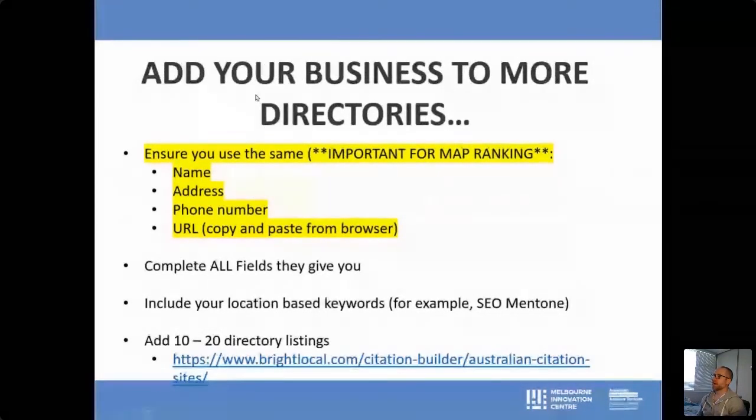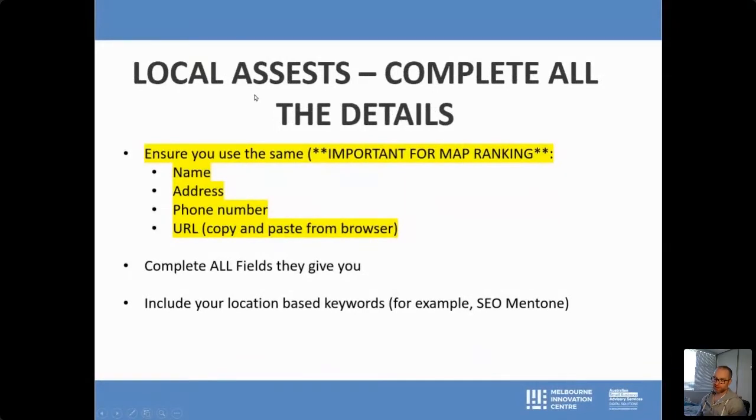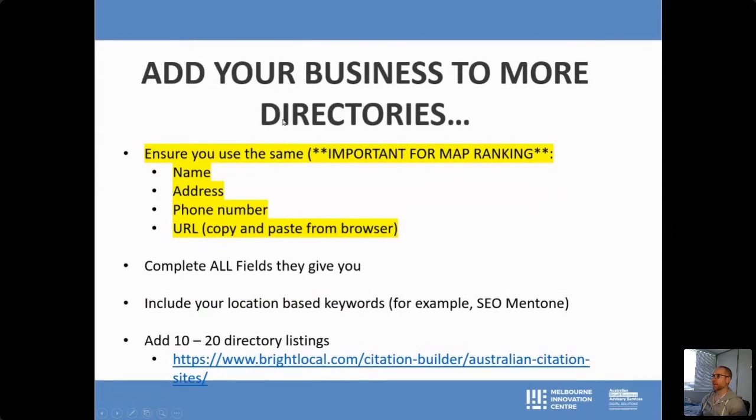So in terms of adding your business to those three assets, I need you to add it to Google My Business, Apple Maps, and Bing. The next step after that is to go and add your business to more directories. You want to ensure that you're using the same name, address, phone number, and URL. You may have noticed I've said this twice and I've put it in yellow twice. It's very important for those map listings to get those multiple mentions of your business that you exist. Again, complete all the fields that they give you. If it has a description and it lets you put in 1,000 characters, write 1,000 characters. Make sure you're including those location-based keywords, like that SEO Mentone example I gave.